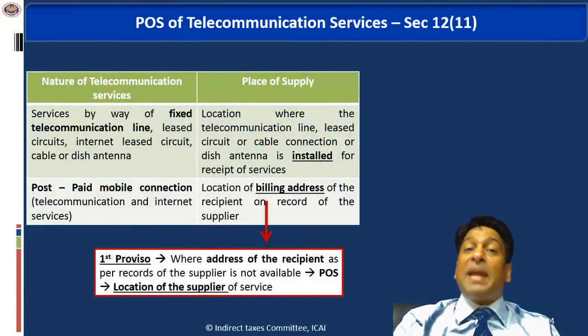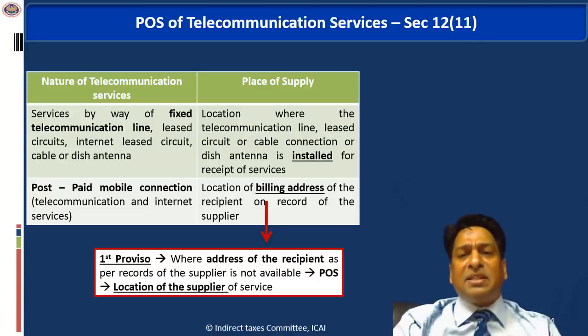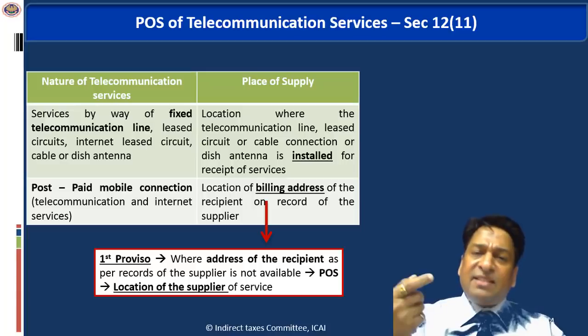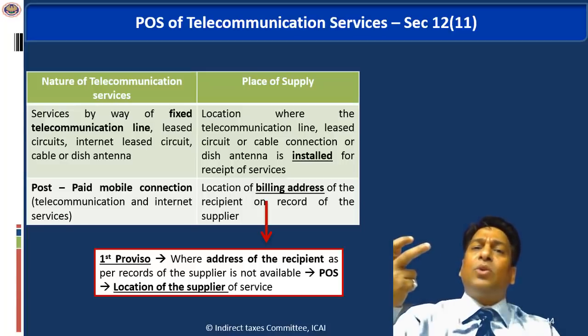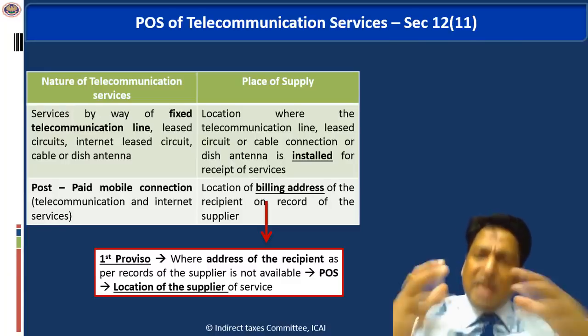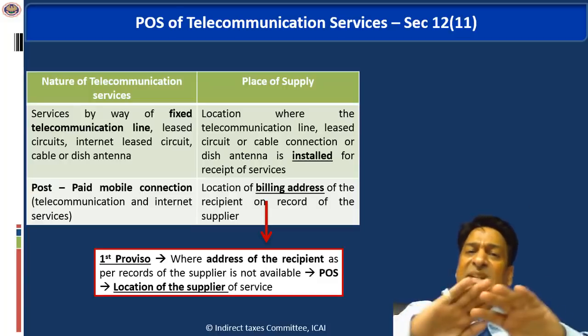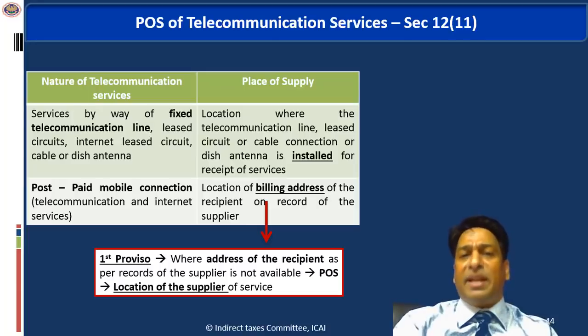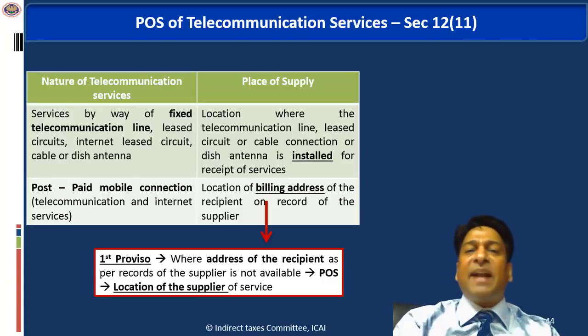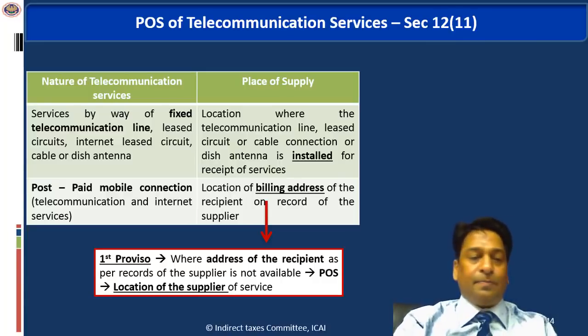Going further, place of supply for telecommunication services. In telecommunication services, there are a lot of fixed landline services, postpaid services, prepaid services. There are a number of parameters in telecommunication services, and diversity exists when we look at telecommunication. So while looking at telecommunication services as specified under section 12, subsection 11 of the IGST Act, let's look at it first, then I will explain one after another.